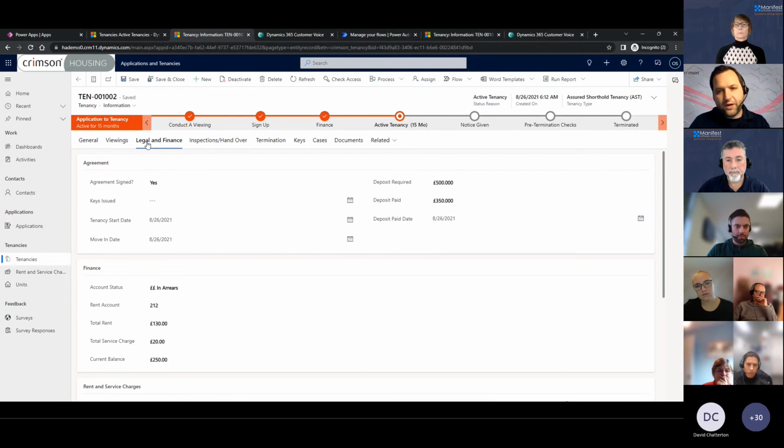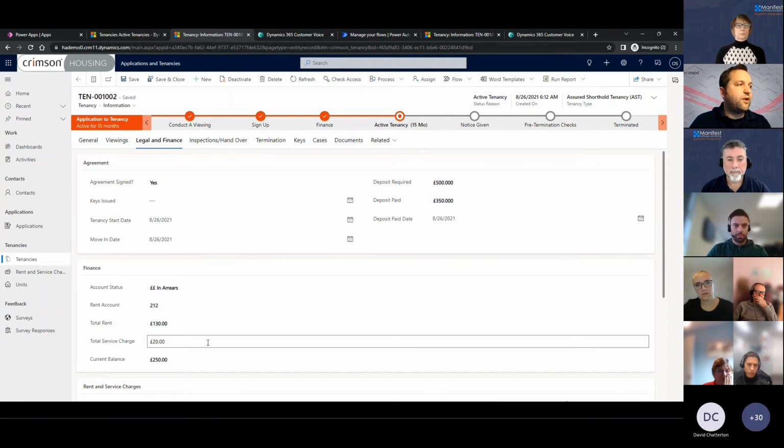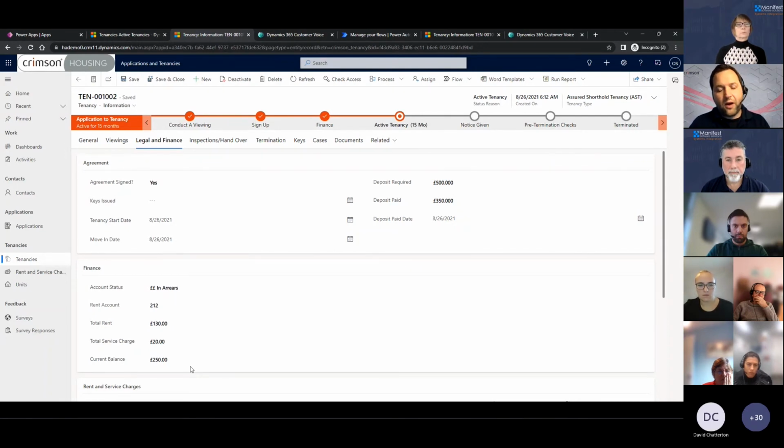But I also have, captured in from the integration, a little bit around my finances. So I've been in about 15 months, but I'm already in arrears, which has been taken from the management system, and it's given my total rent value, but my current balance, I owe £250. So not a crazy amount, but I am identified as in arrears. So is there something that we need to look at here?